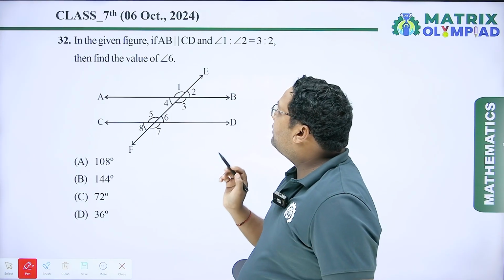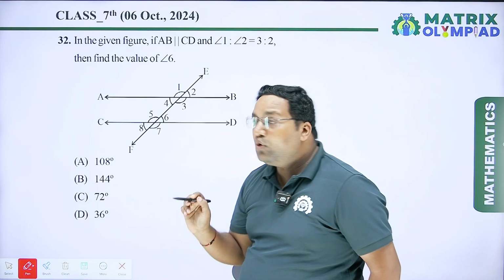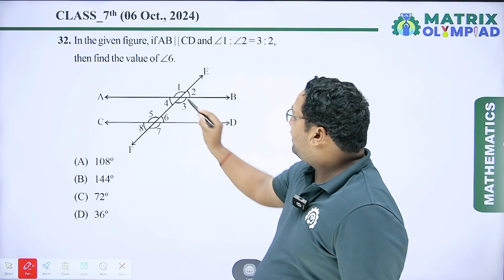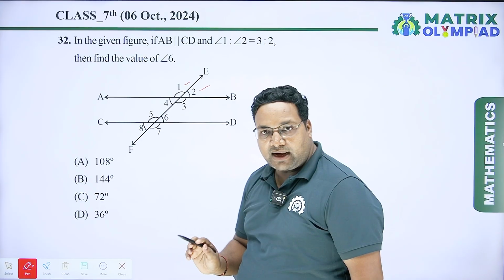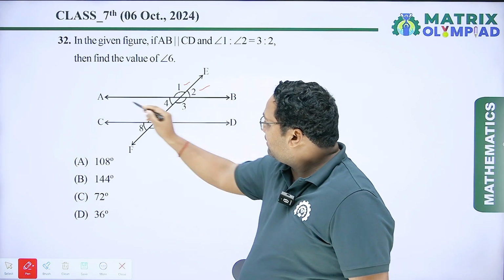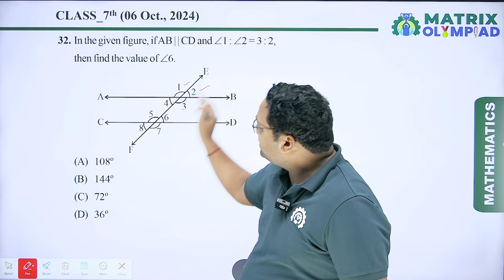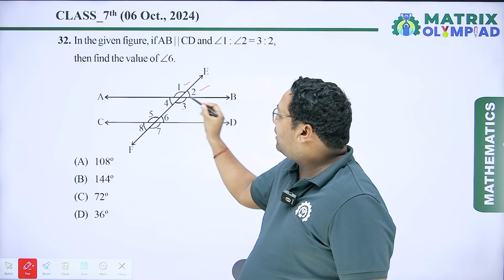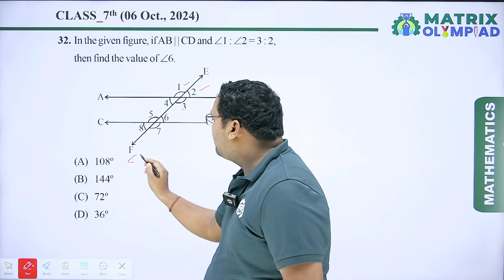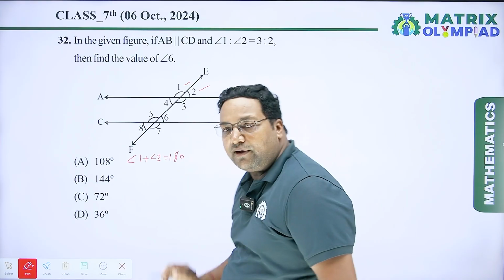Next, in the given figure, if AB is parallel to CD and angle 1 ratio angle 2 is 3:2, then find the value of angle 6. So here angle 1 and angle 2, the ratio of these angles is given. So we know here this AB is a straight line and this EF is a transversal line, and here angle 1 and angle 2 are making a linear pair. So sum of angle 1 plus angle 2 is equal to 180 degree.